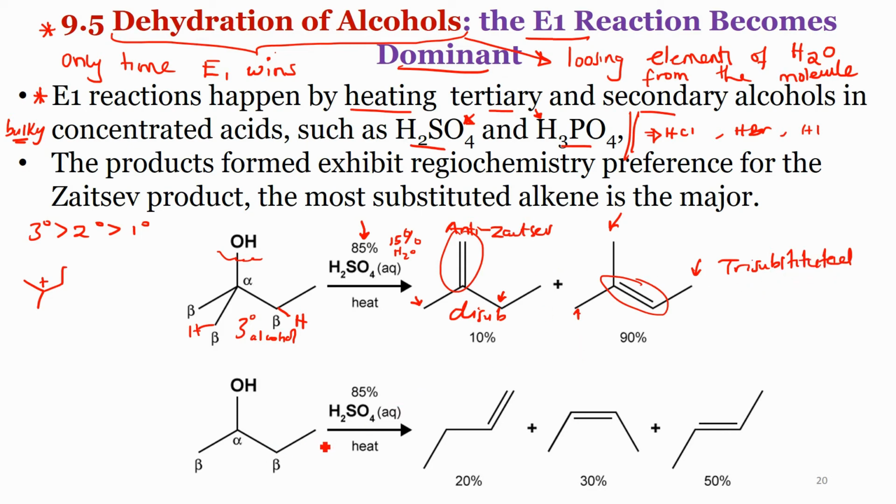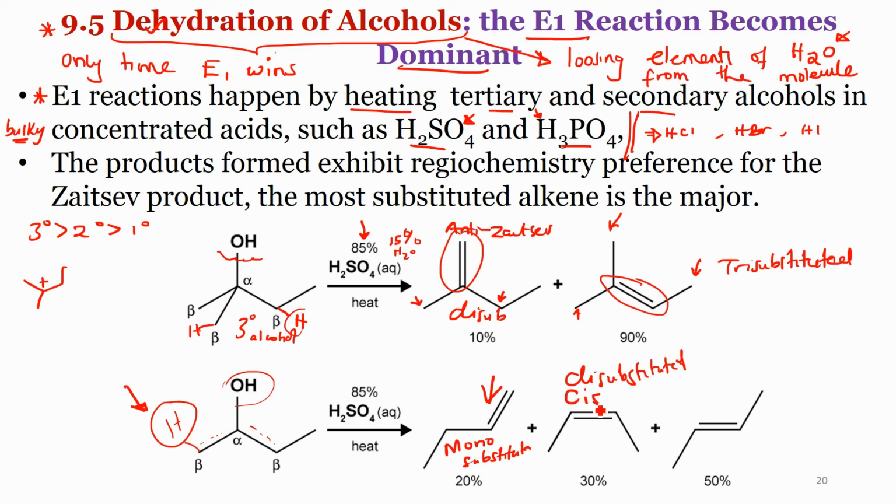Okay. Here, if H is lost, obviously those are elements of water. If you lose H and OH, you're losing water. If you're losing water, you're dehydrating. So if H and OH are lost, probably you're going to make a double bond either there or here. So you'll get this, which will come from this hydrogen and OH lost. That's monosubstituted. This is disubstituted. And not only that, it's cis. And then this is disubstituted still, and one would call it trans or E. This is cis or Z. This is trans or E.